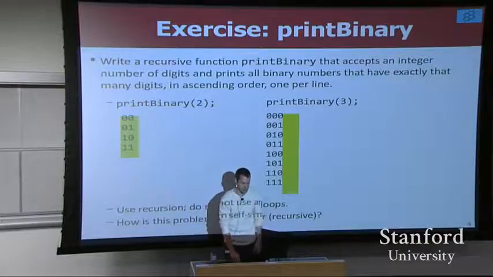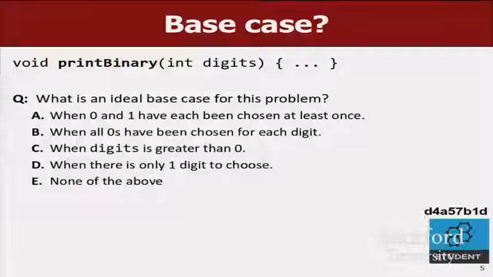OK, so what's my Socratic question? Well, if we're going to write a function called printBinary, and we take how many digits in as a parameter, what's a good base case? Here are some choices. If you were writing this, what do you think you would make into your base case? Take a look. Talk to your buddy if you want to.